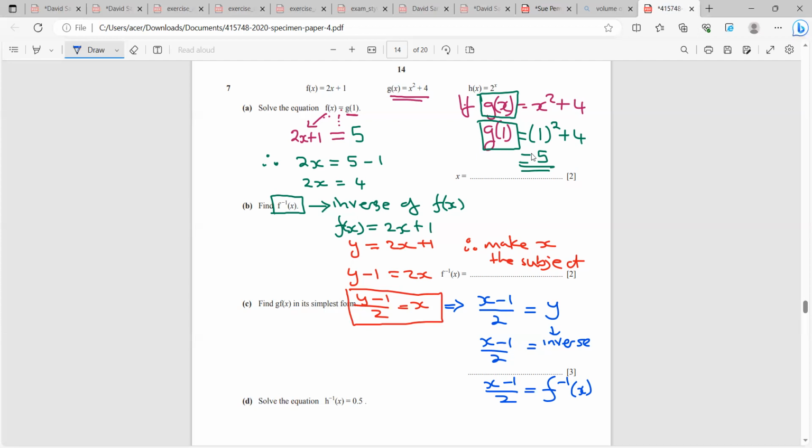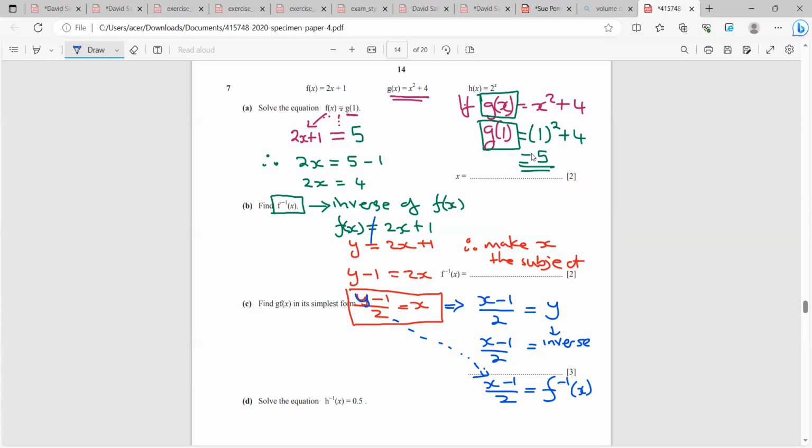Remember, we're going to interchange these values. Your y is going to become your x. So x minus 1 over 2. So you have to change it back. Wait, why do we change it? Okay, it's part of the rule. It's just part of the rule.